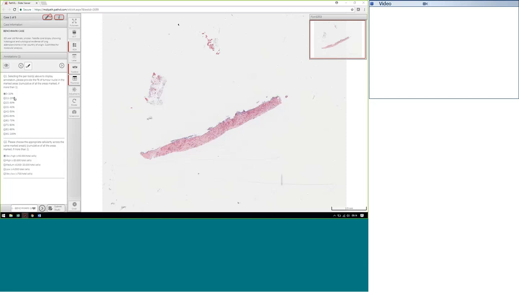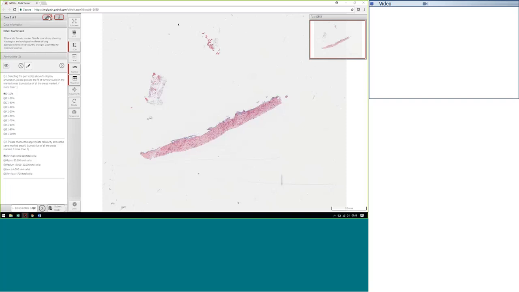Okay, Jane, shall we start with the benchmark case? The benchmark case was the case where we're presenting a previously annotated slide, where we're inviting the participants to score the percentage tumour and the cellularity.